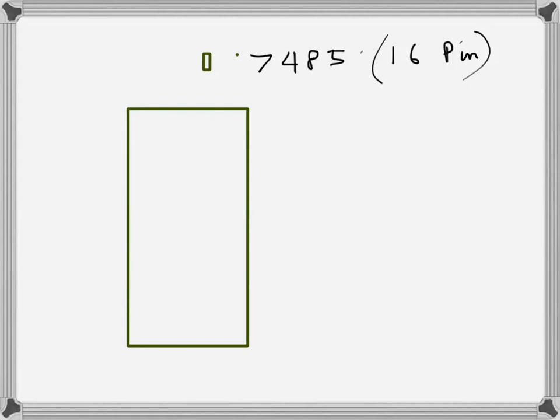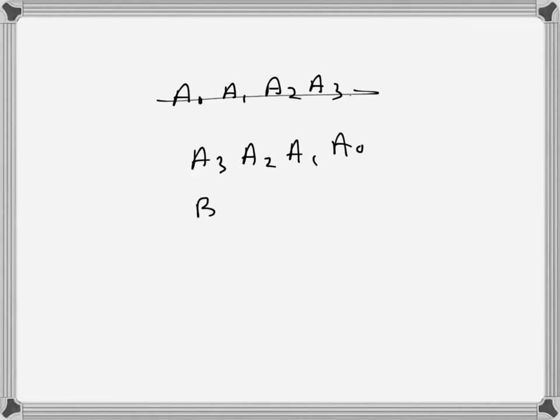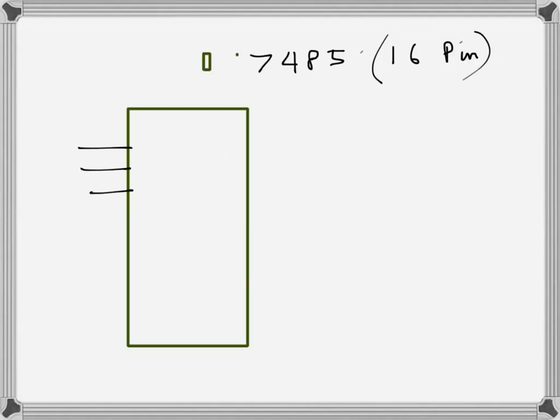Let's say we want to compare two 4-bit binary numbers, A0, A1, A2, A3. Let's write it like this: A3 is the most significant, and then A2, A1, A0. This is one number and this is the other one, and we want to compare these two. So it will have 4 inputs here for one number and another 4 inputs here for the other number. If this is B0 to B3 and this is A0 to A3, these are the two numbers, the input pins.